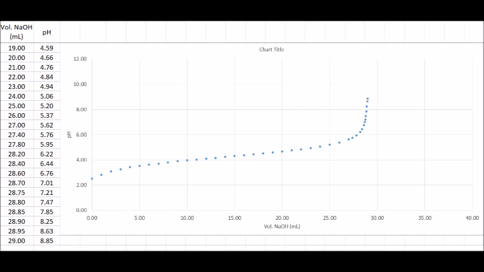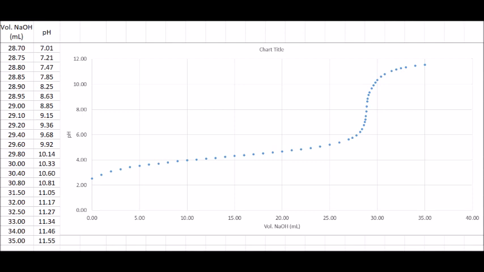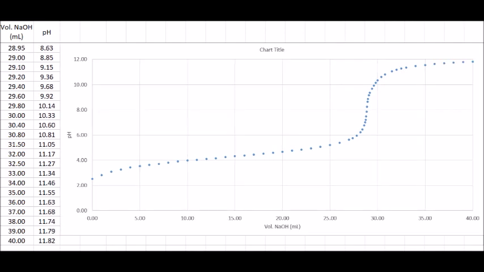pH shoots up, and after about 30 milliliters begins to level off again. At this point, we can increase our aliquot volume. Once we reach approximately 40 milliliters of base added, we have plateaued and we can end the titration. Notice from our data that our equivalence point volume is approximately 28 milliliters. The pH of the solution at this point is about 8, which is indeed higher than 7, as would be expected.